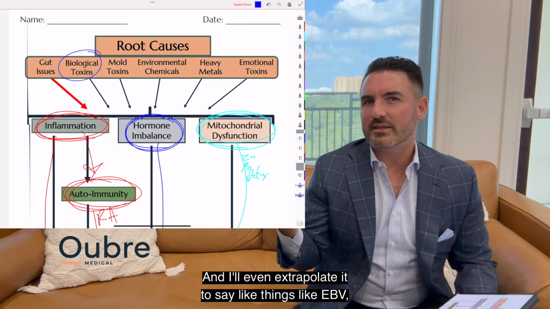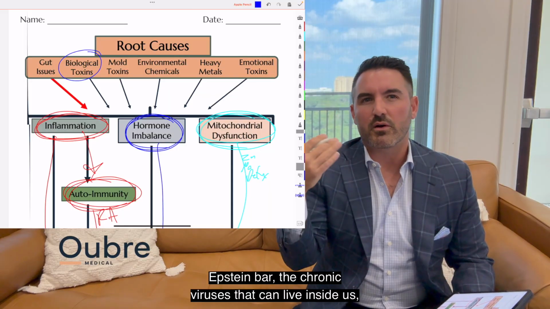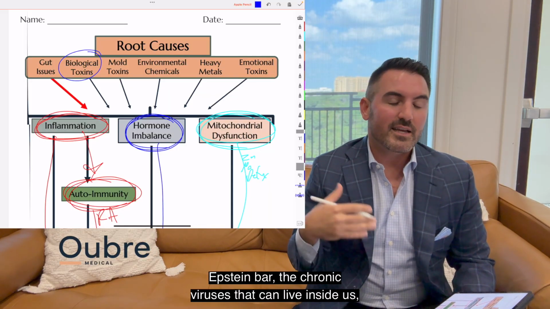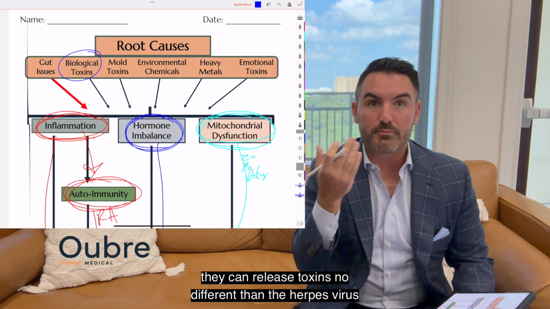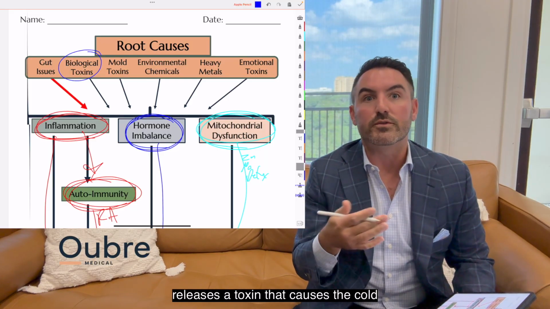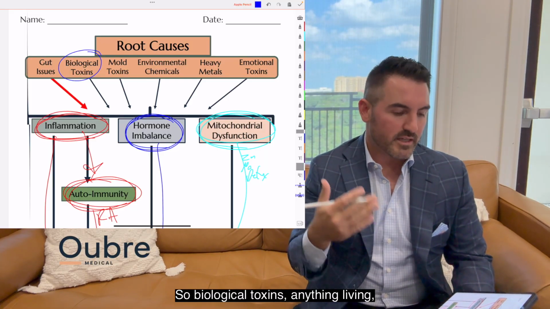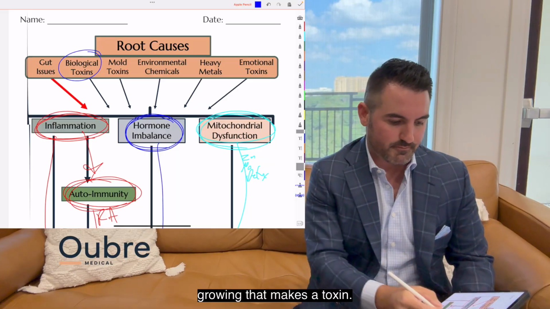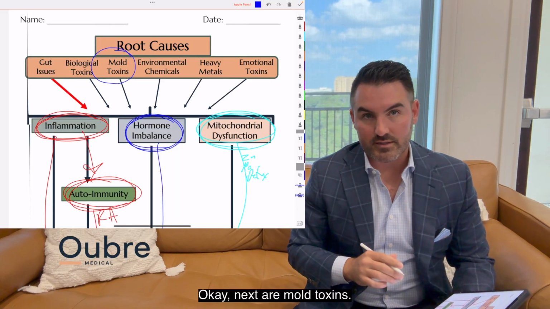And I'll even extrapolate it to say things like EBV, Epstein-Barr, the chronic viruses that can live inside us. They can release toxins, no different than the herpes virus releases a toxin that causes the cold sore and those kinds of things. So biological toxins: anything living, growing that makes a toxin. Okay. Next are mold toxins.